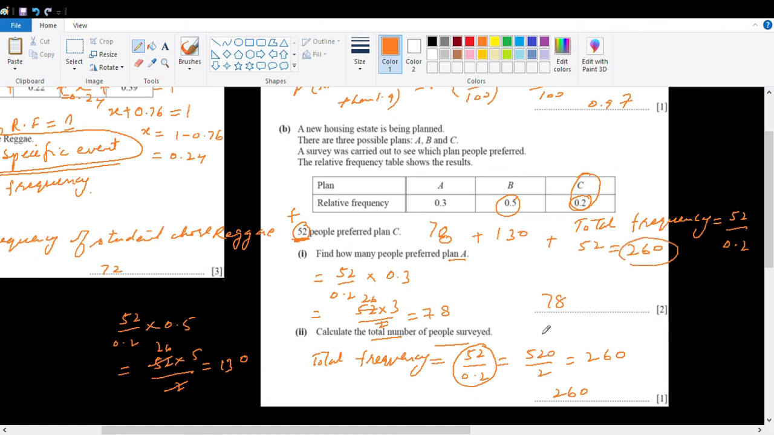So just quickly find the total frequency, and then multiply it with the specific relative frequency to get the specific frequency. Like we have done it. This is the important thing which you need to memorize.